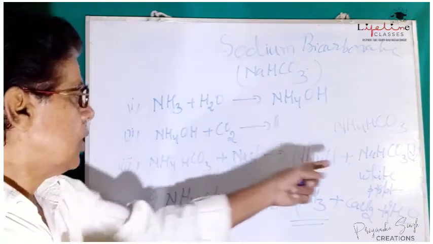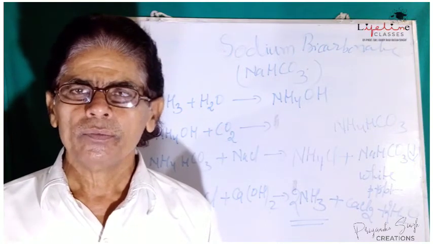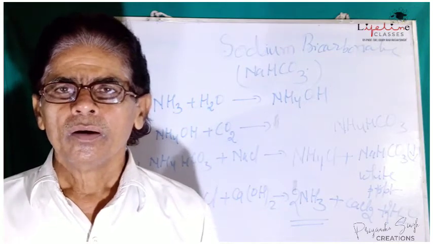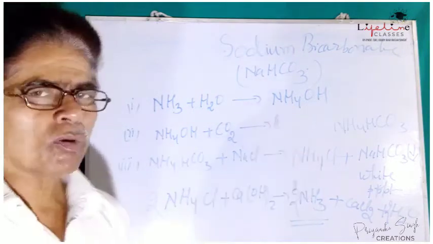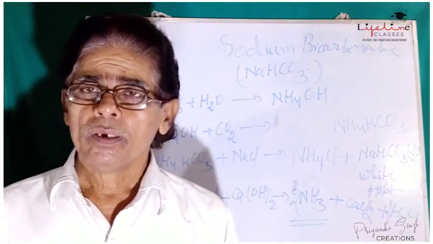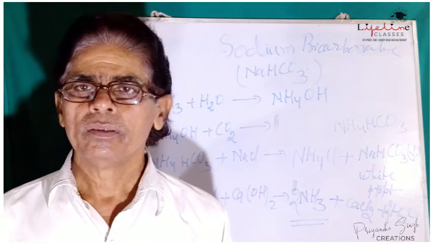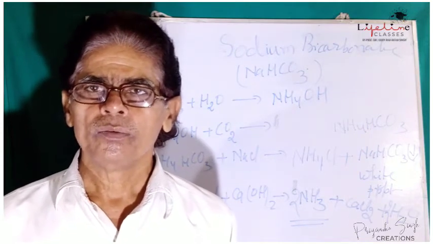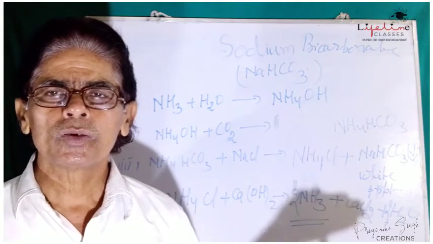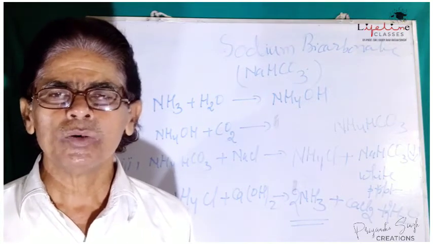Now the sodium hydrogen carbonate, which is commonly known as baking soda, can be used for a number of purposes. First and the most important utilization of this sodium hydrogen carbonate is as an ingredient to obtain sodium carbonate, that is washing soda.